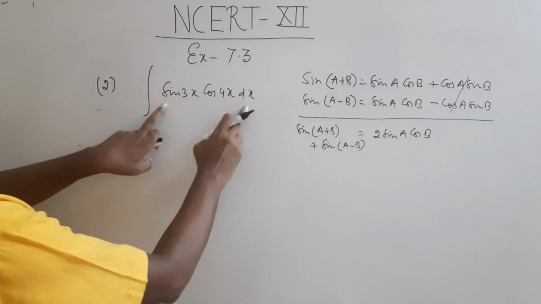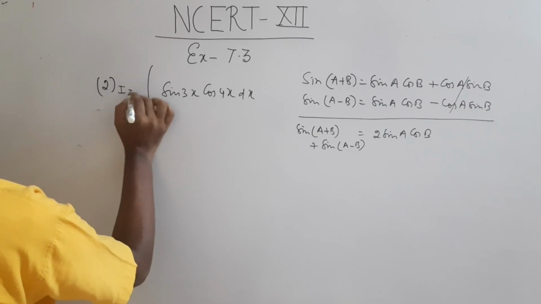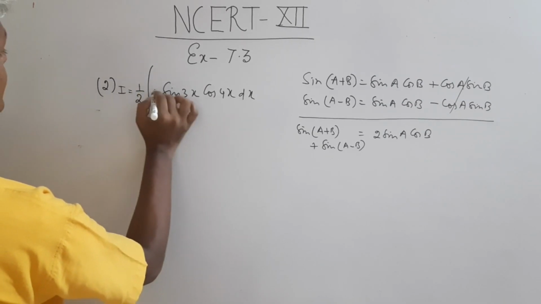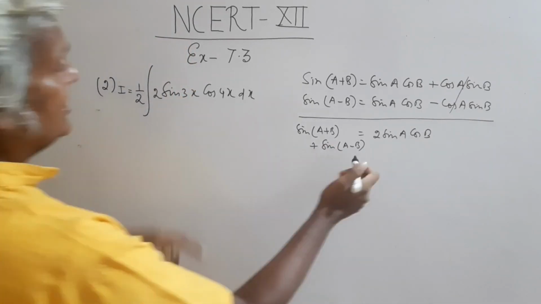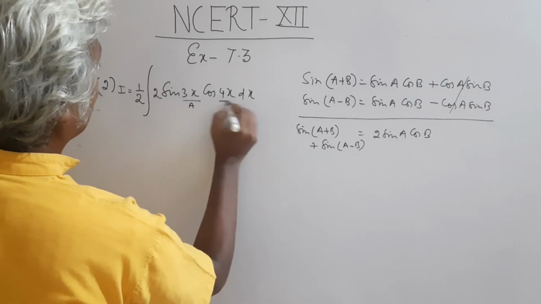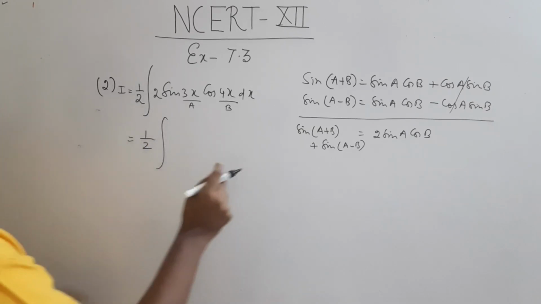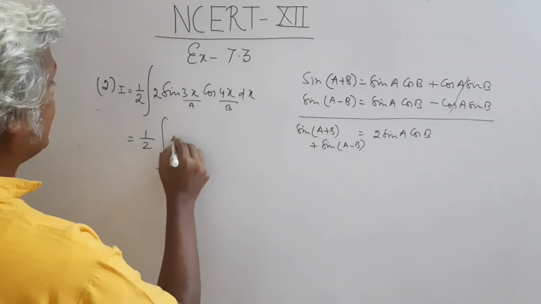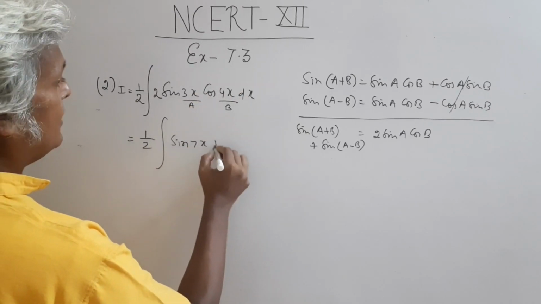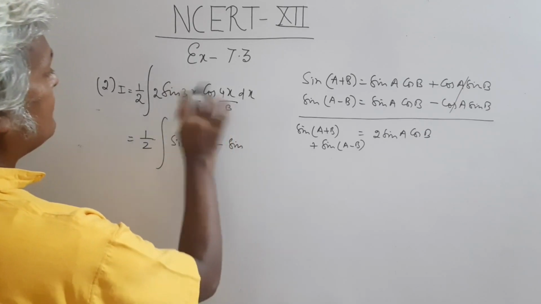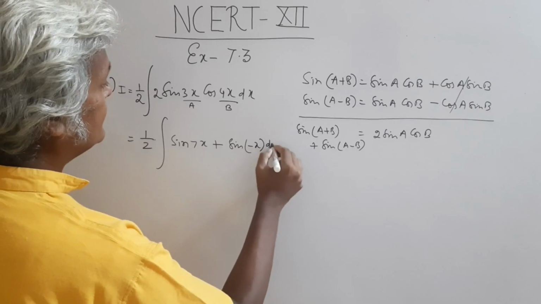So here we have this form, but we don't have 2. So what I do is introduce 2 there, so I write half outside and 2 inside. Now this is directly matching the form, and you can take this as A and this as B. So what you get? 1 over 2 integration. You can write sine (A plus B), that is sine (3x plus 4x), directly 7x, plus sine (A minus B), 3x minus 4x, you give minus x dx.